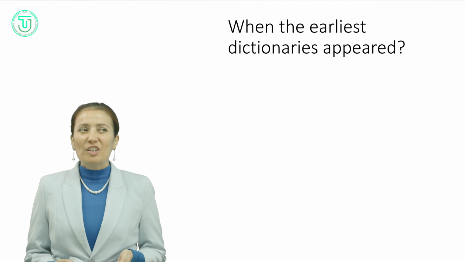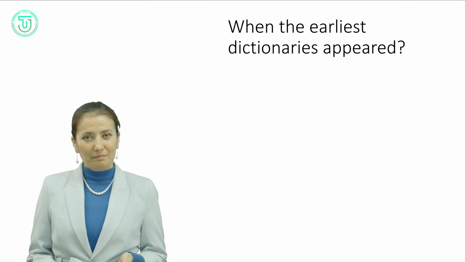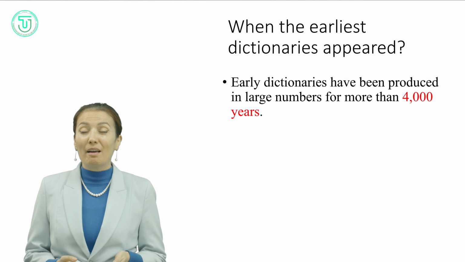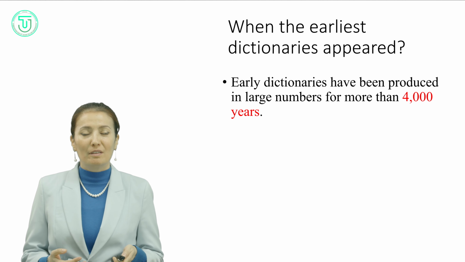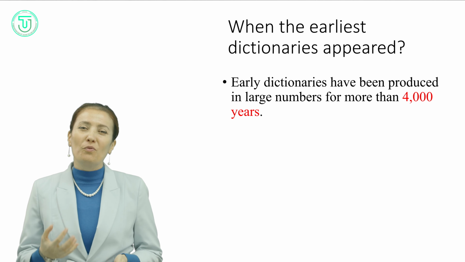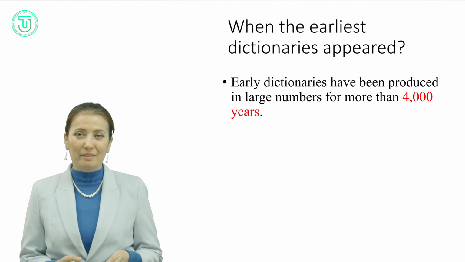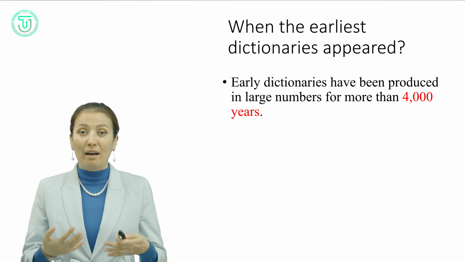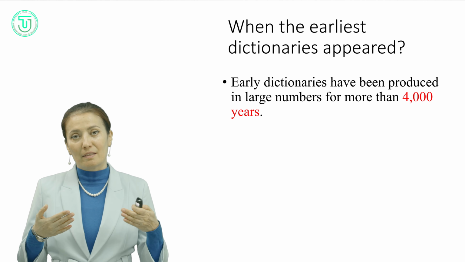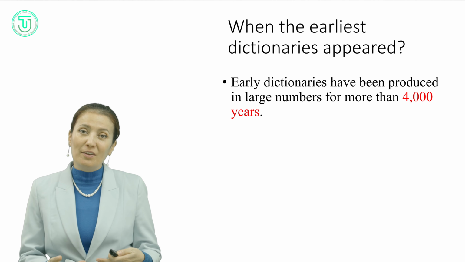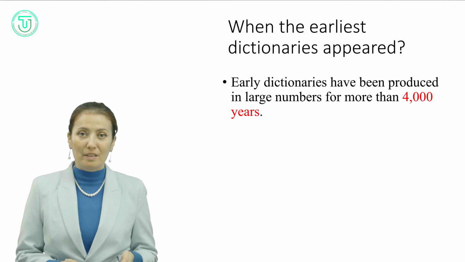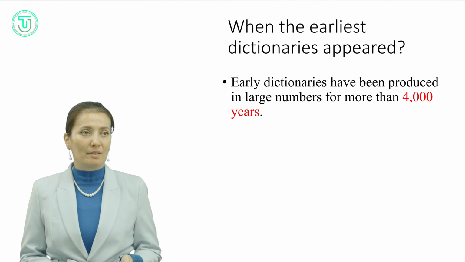When did the earliest dictionaries appear, how do you think? Yes, exactly. Early dictionaries were produced more than 4,000 years ago. Could you imagine? 4,000 years ago, the first dictionaries came into existence because there was a high demand for people, for researchers, to put the words in some order and to give definitions and explanations to some words. That's why the first dictionaries came into existence.